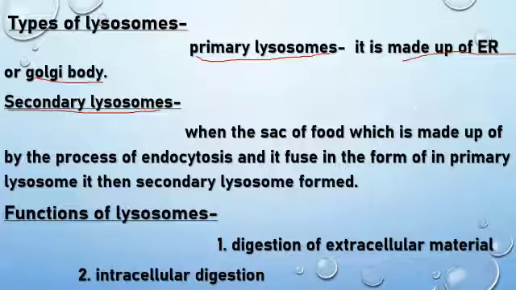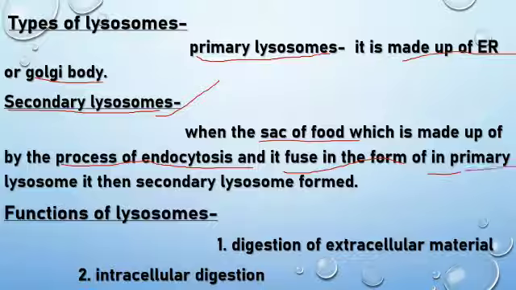Next one is the secondary lysosomes. When the sac of food is full, which is made by the process of endocytosis, it fuses with the primary lysosome. When it fuses with the primary lysosome, then secondary lysosomes are formed.